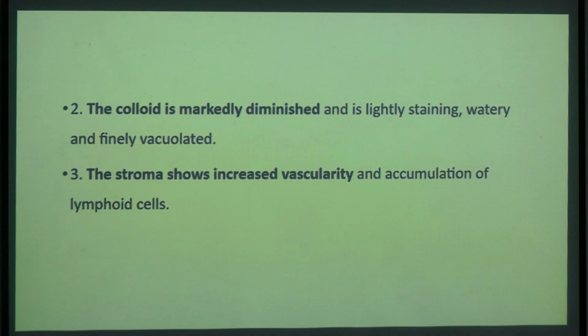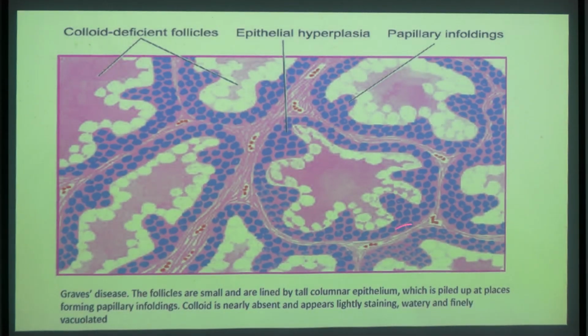Stroma shows increased vascularity and accumulation of lymphoid cells. This is the histological picture of Graves' disease. These are colloid deficient follicles, these are epithelial hyperplasia, and these are papillary infoldings.